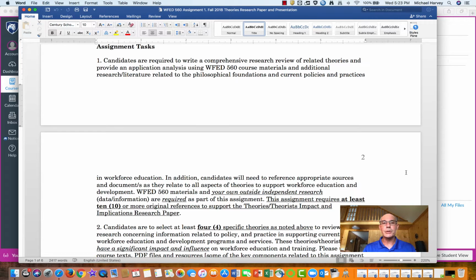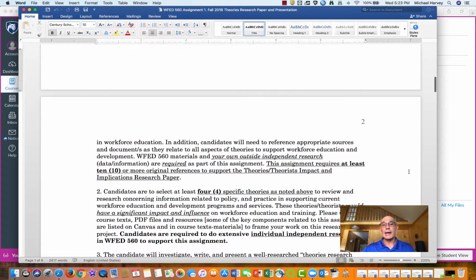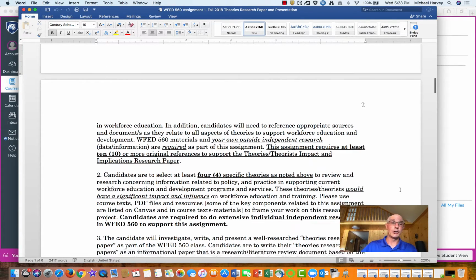of the literature, including an analysis of the literature search using the Penn State University Library Services. In addition, candidates will need to do a variety of research and work on their own, as outside independent research beyond those materials that I have provided. This is going to require a bit of work on your part.